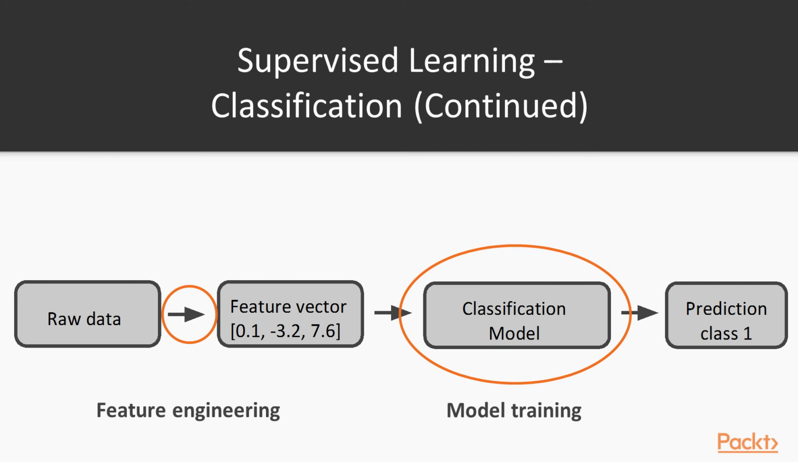The other important step here is the model training. How do we decide what that classification model is, and how do we find that function that maps between the input and the output? That process of model training is something that is basically an optimization process that needs to be iterated through and gradually improved.